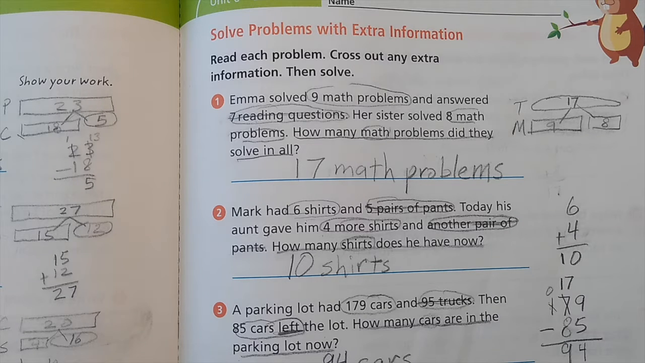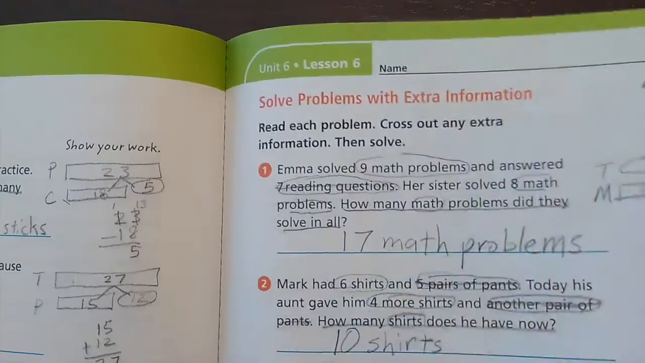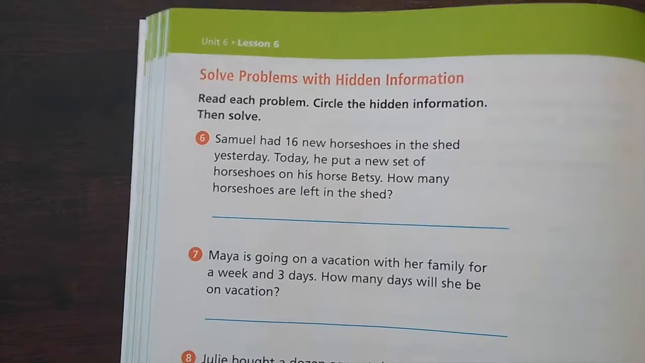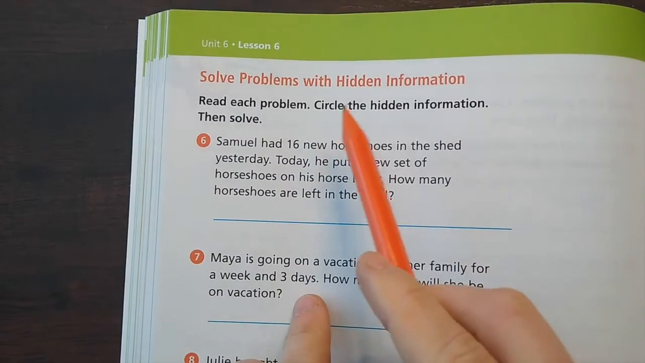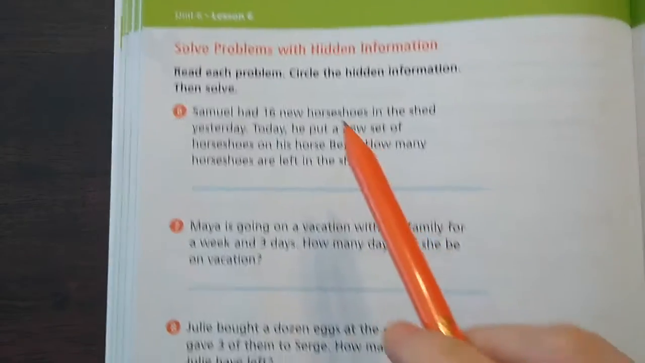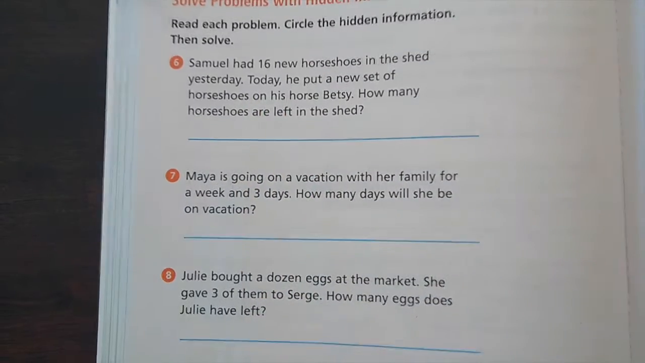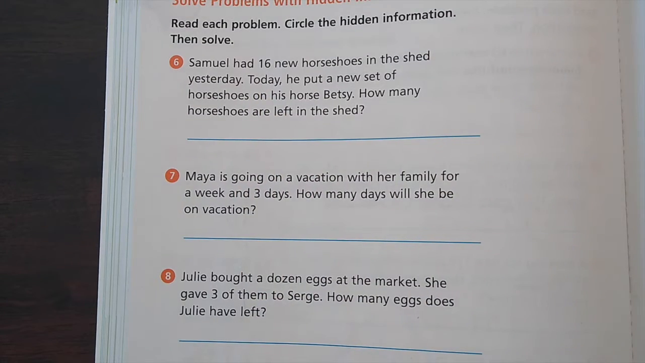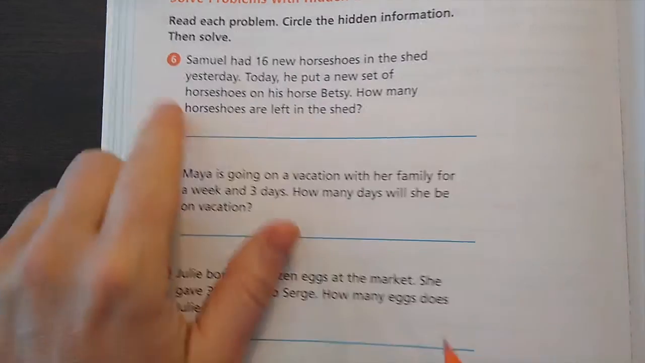Hello, everyone. Yesterday we learned about problems with extra information, and on today's lesson, we are going to solve problems with hidden information. It says read each problem, circle the hidden information, then solve. So let's read what our first problem says.